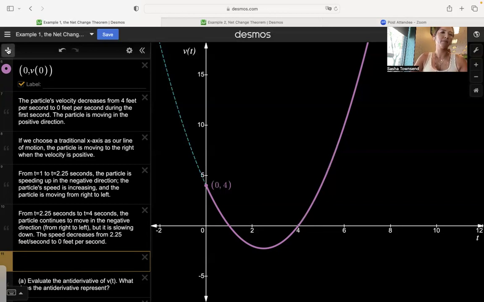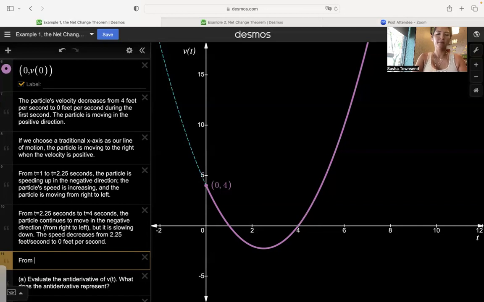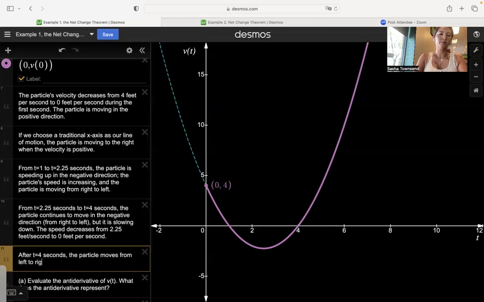So we'll say, after t equals 4 seconds, the particle moves from left to right, and its speed is increasing.